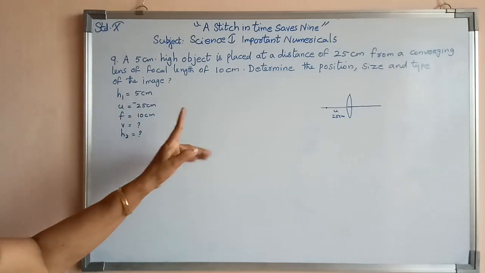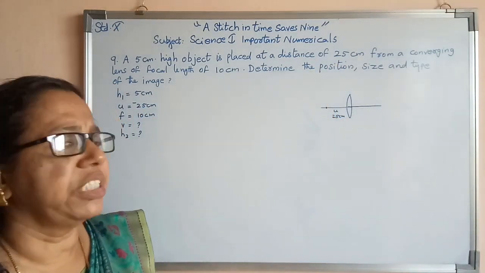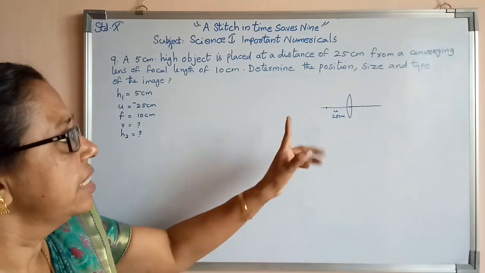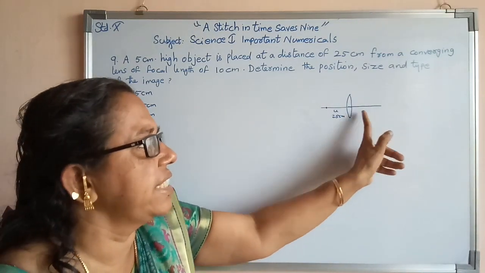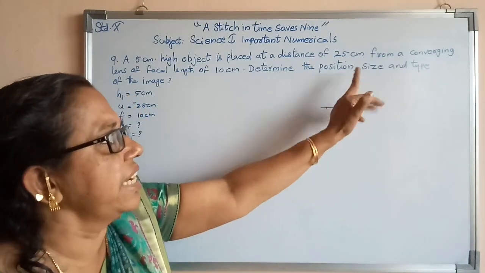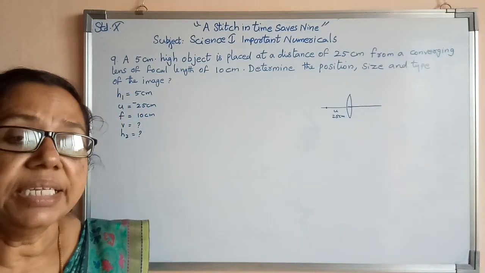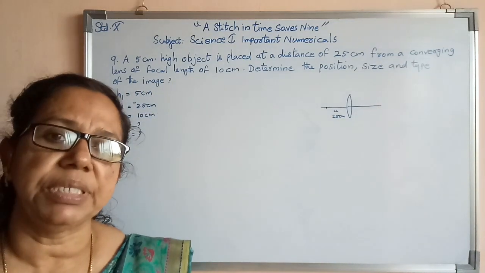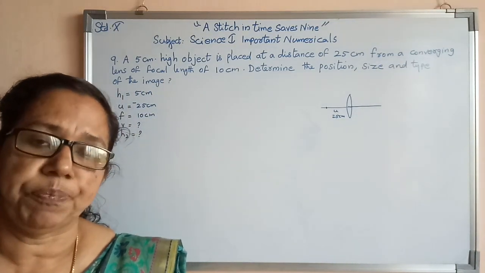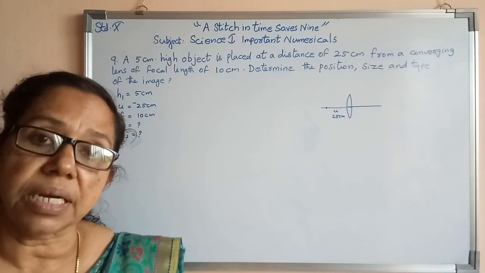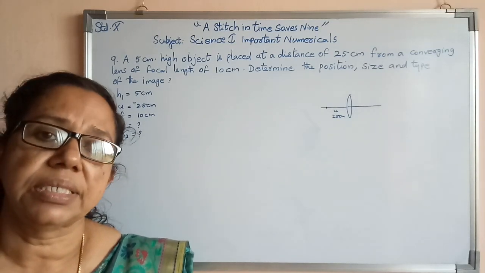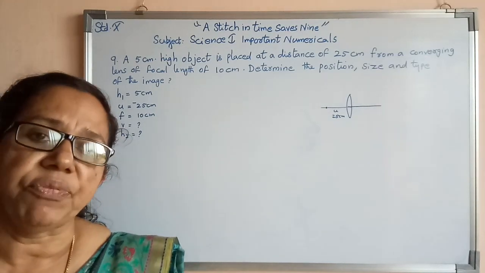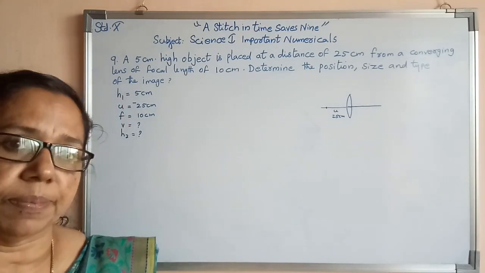Then one more thing they asked: what is the position of the image? Position means, as we have already studied, the distance of the image. Size means the height of the image. Then the other question: what is the type of the image? Type of the image means the nature of the image, whether it is a real image or a virtual image. A real image will be an inverted image.